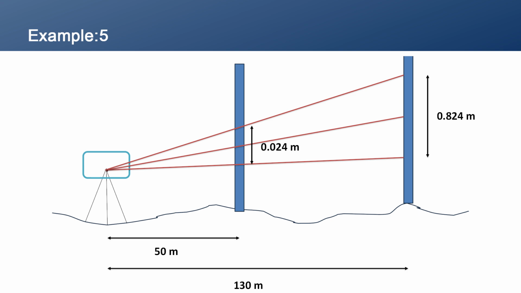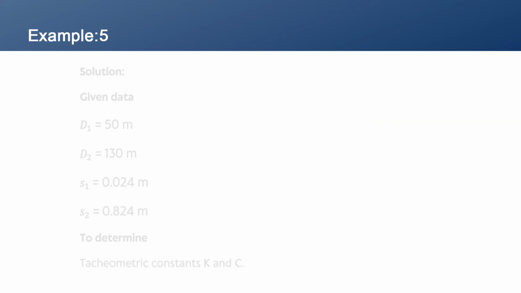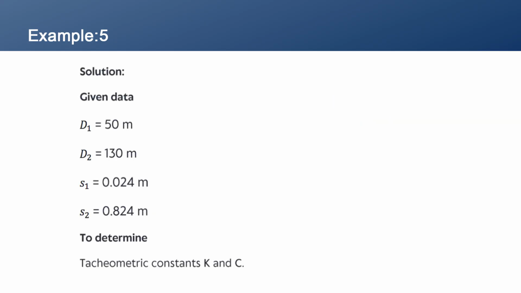So, what are we supposed to do? We need to calculate the values of K and C if the measurements are taken between 2 points 50 and 130 meter apart with the stadia intercept reading I is 0.024 and 0.824 respectively. So, let us work out the problem. The given data here is capital D1 is 50 meter, capital D2 is 130 meter, S1 is 0.024 meter, S2 is 0.824 meter. And we are supposed to determine the tacheometric constants K and C.